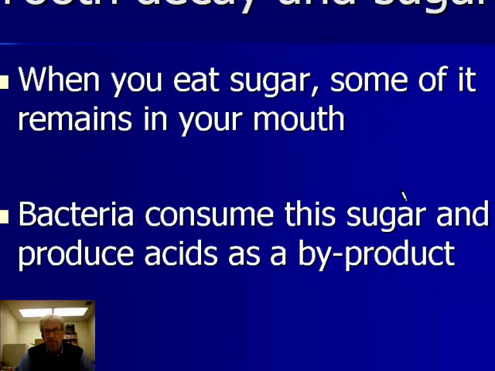When you eat sugar, some of the sugar remains in your mouth. It's stuck to your teeth. It's dissolved in your spit for a while before it all gets flushed out of there, and so it's there. And it's a food source for bacteria. And so there are some bacteria that consume this sugar, respirate it, and when they respirate it, they don't produce CO2 and H2O like we do. They will produce acids as a byproduct. So who cares if they produce acids?